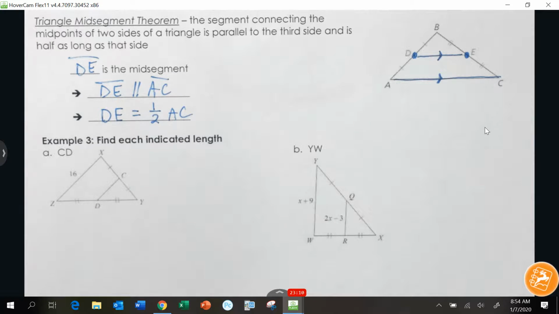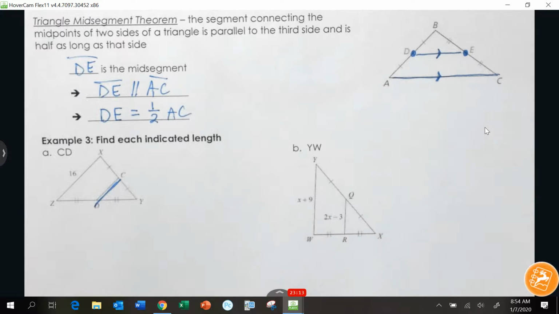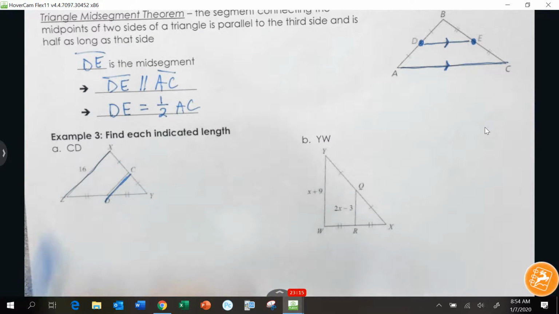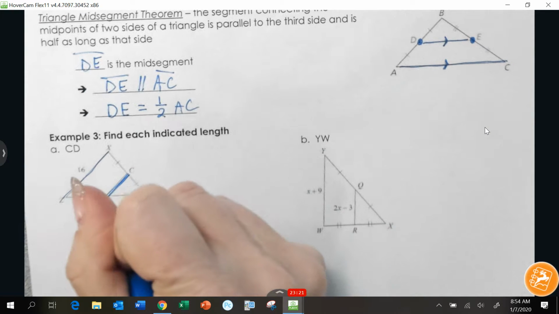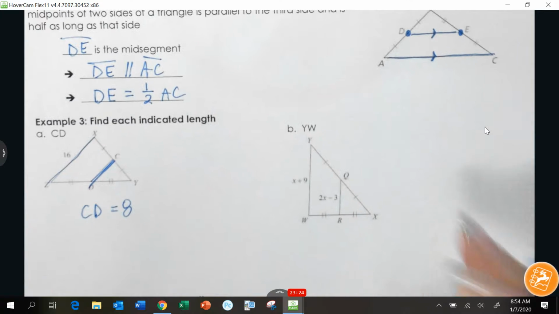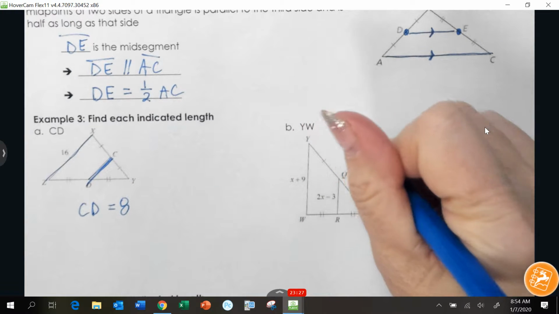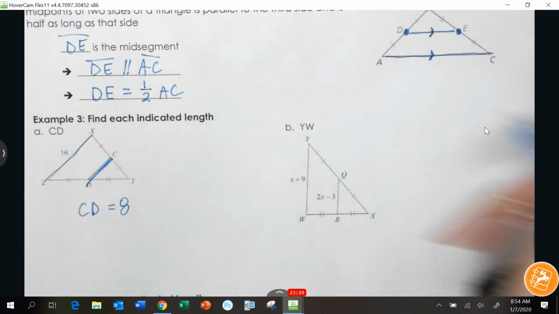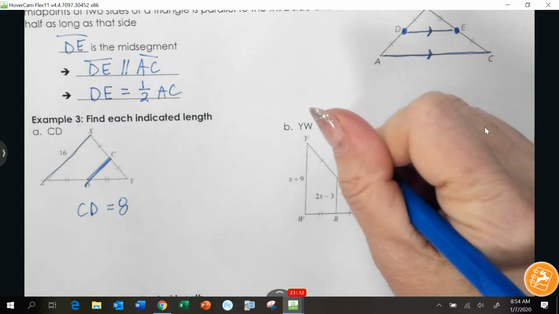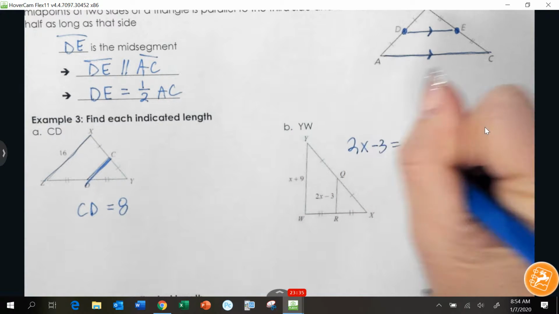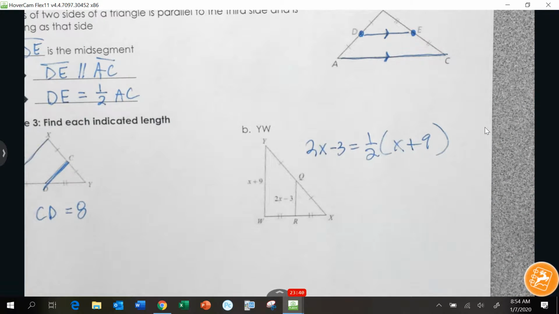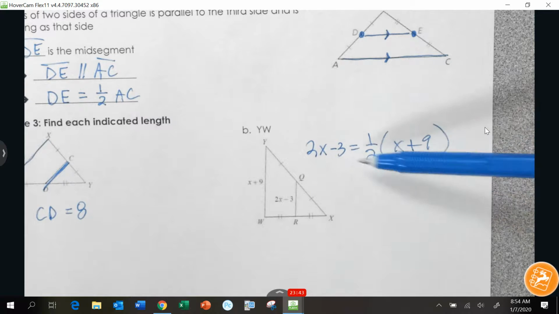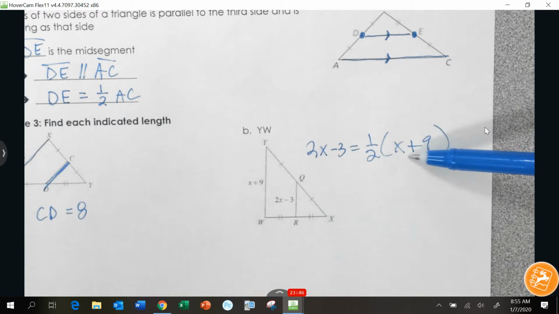Find each indicated length. So for this one, we're finding CD. If XZ is 16, how long is CD? Help me out. 8. Excellent. Half the length of 16. For this one here, x plus 9 and 2x minus 3. So 2x minus 3 is the mid-segment. That one's going to be half of x plus 9. You see how I set up an equation by saying it out loud? 2x minus 3 is half x plus 9. And I'm going to solve this equation.